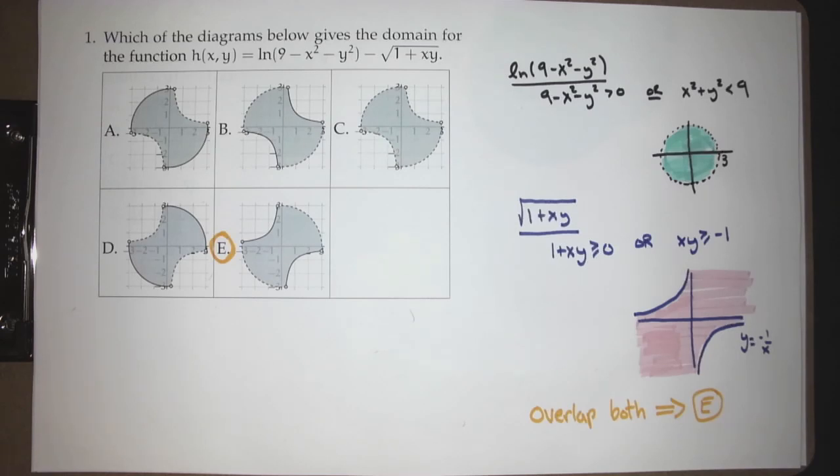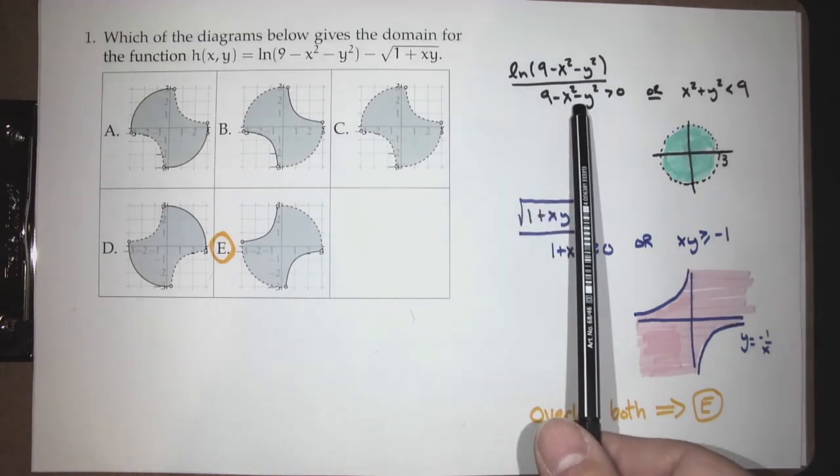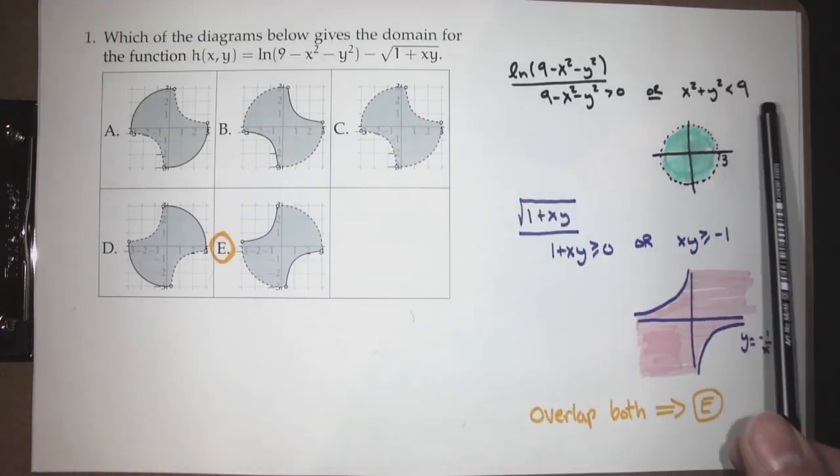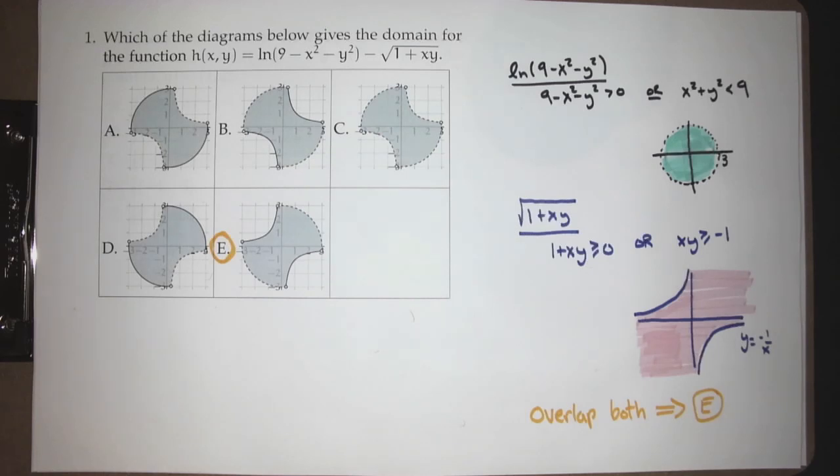So what happens? We have to worry about the log, so the inside has to be positive, which is the same as saying x squared plus y squared is less than 9. That's a strict inequality, so we have to be inside a circle of radius 3. For the square root, 1 plus xy is greater than or equal to 0, which says xy is greater than or equal to minus 1. So plot y equals minus 1 over x and pick a point. You find that it's this band, and then you overlap, and the result is E.